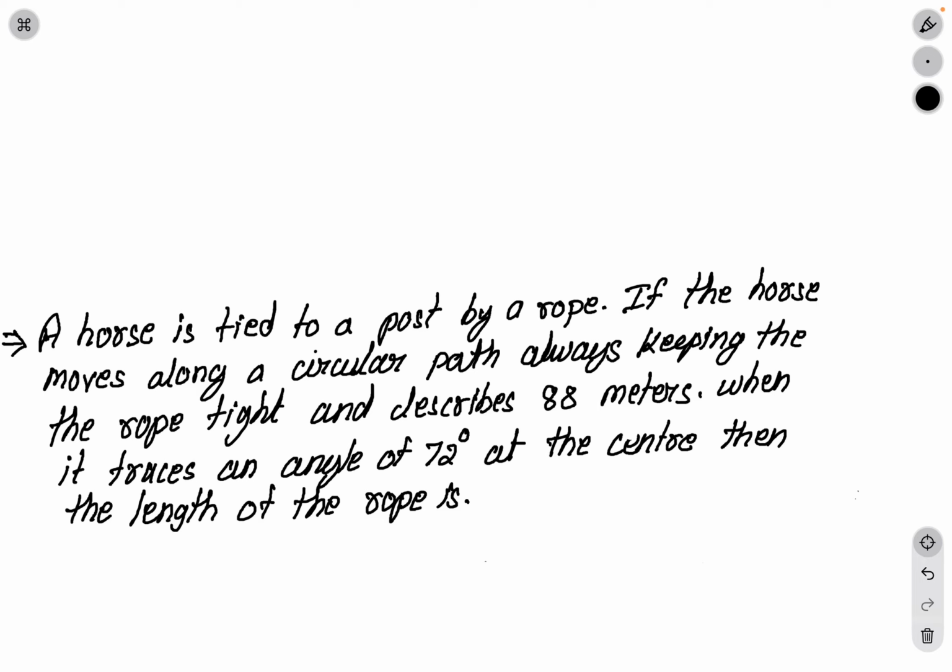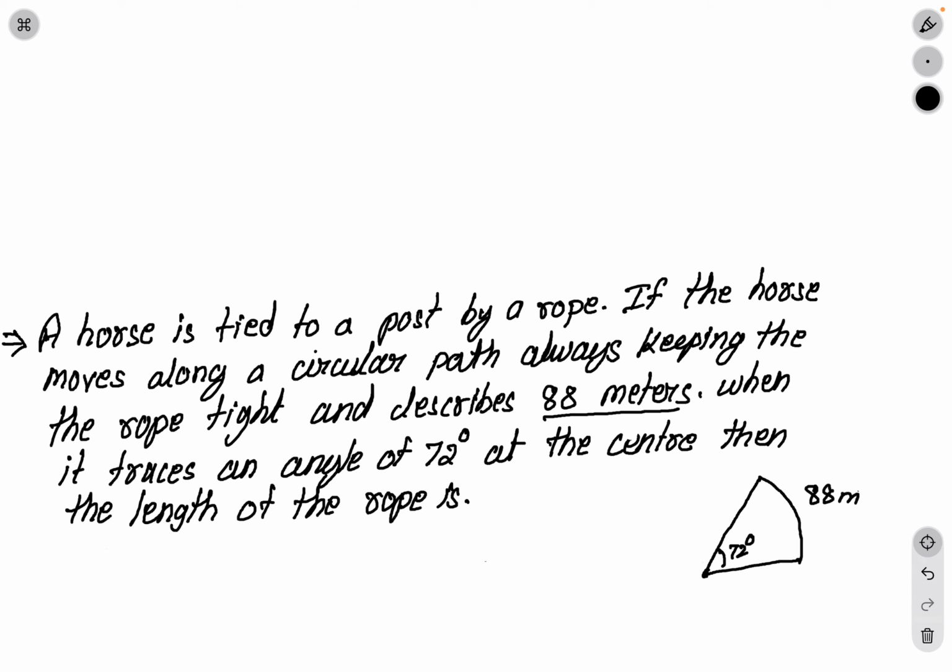Pushed by a rope. यहाँ पे horse टाई किया है. If a horse moves along a circular path, always keeping a rope tight and describes 88 meters, ये 88 meters उसने describe किया, when it traces an angle of 72 degrees at the center, ये angle उसने trace किया, that is 72 degrees.